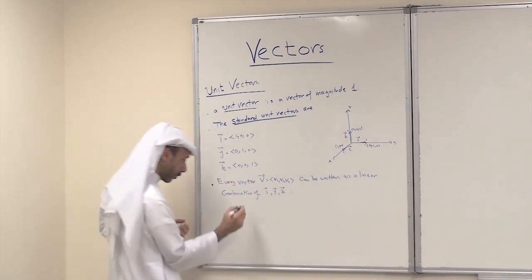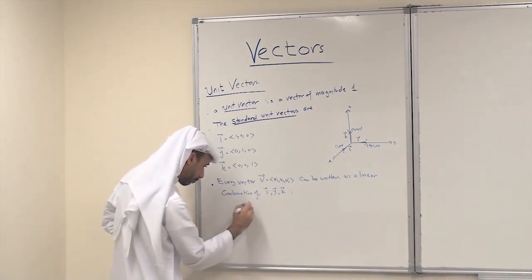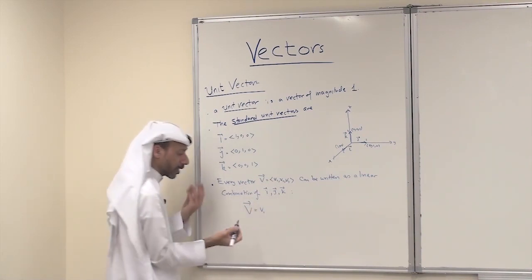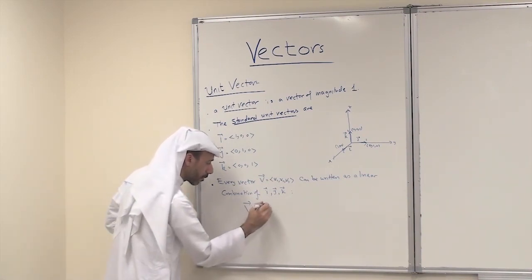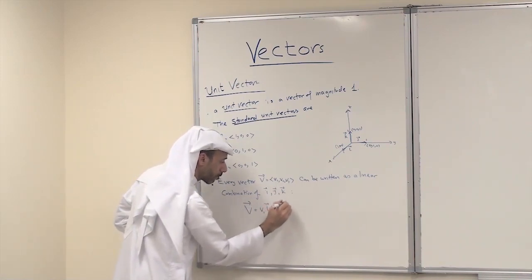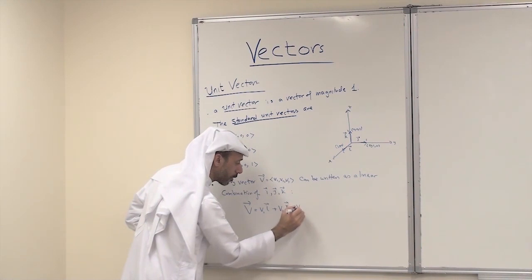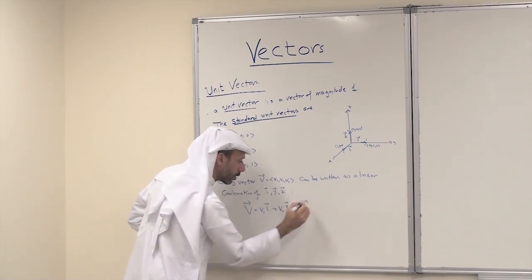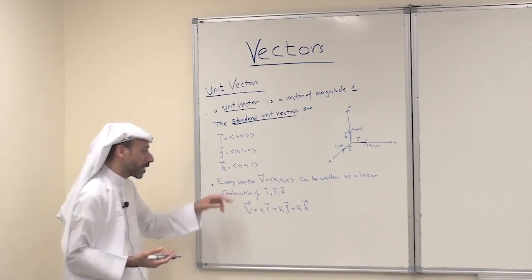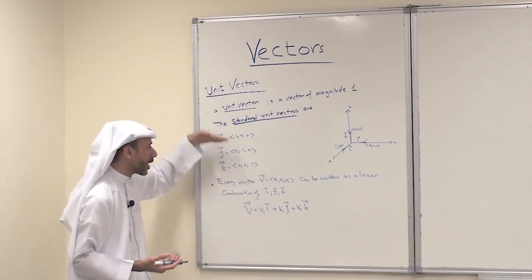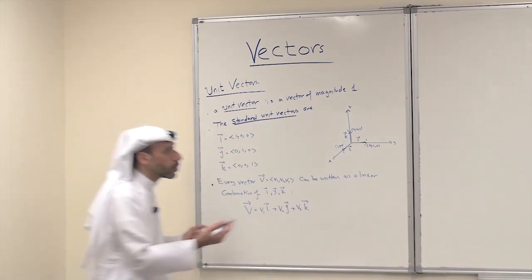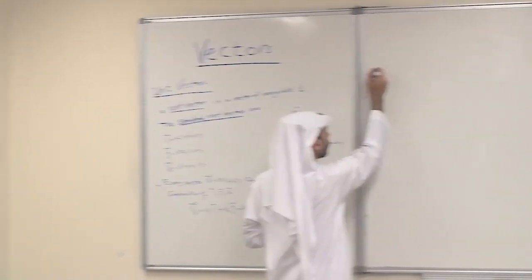How? In fact, the vector v is the first component, v1, which is a real number, times i, plus the second component, v2, times j, plus the third component, v3, times k. So this is how to write a general vector in terms of the standard unit vectors. The proof is very simple, so just let me do it here. We start the proof.